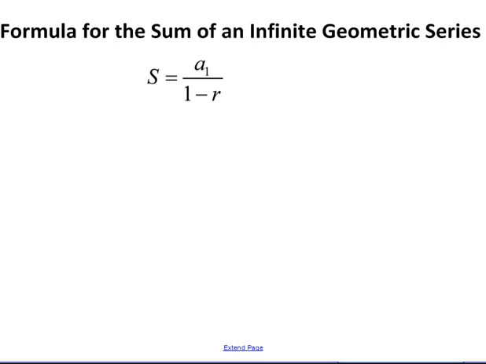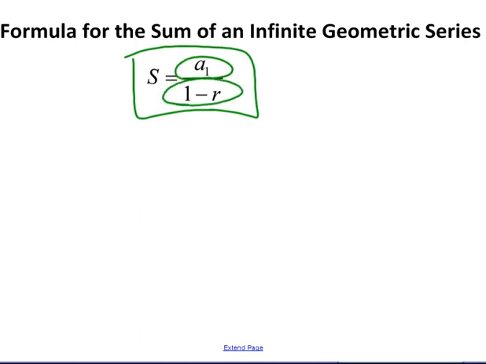Now, if I want to find the actual number as opposed to using summation notation, I use this formula right here. So I have the first term divided by 1 minus the common ratio. This only works for infinite geometric series; it doesn't work for arithmetic, it has to be geometric. If I want to add up all of the terms of an infinite geometric series, I'm going to use this formula, S equals a sub 1 over 1 minus r.